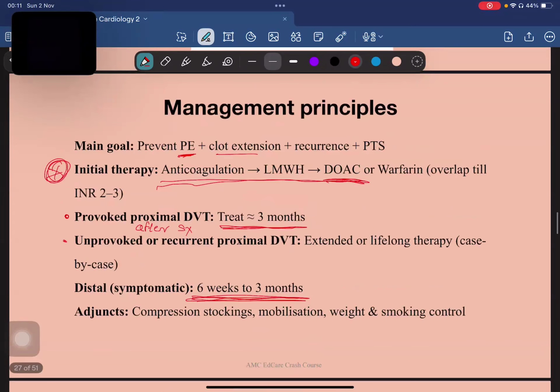And then there's pregnancy and DVT, which we will talk about when we are doing obstetrics. So for now, this should be good.